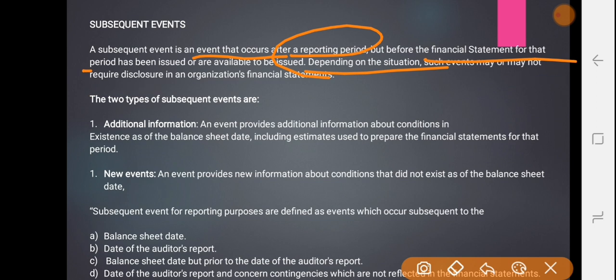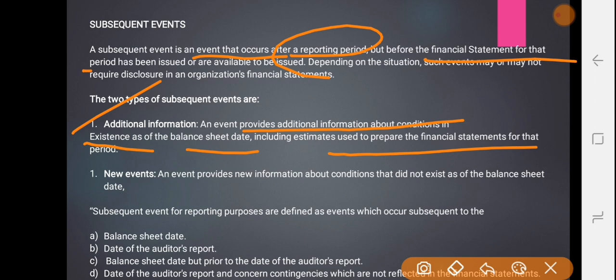See, there are two types of subsequent events. The first one is additional information. It means an event provides additional information about a condition in existence at the balance sheet date, including estimates used to prepare the financial statements for that period. That is additional information. Next, we have a new event. An event provides new information about conditions that did not exist as of the balance sheet date. Such an event is termed a new event.